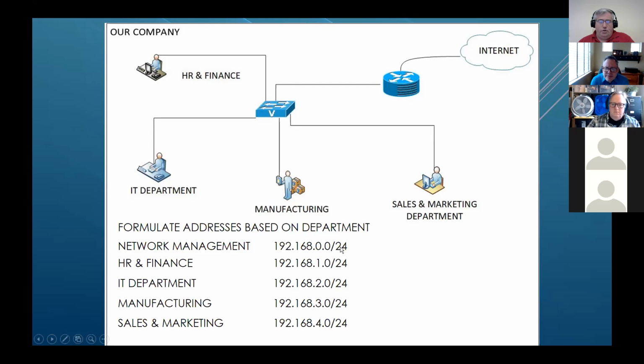That would give you 255 addresses for each of these areas, and then you could use the router to route between all of them, as well as the internet, and then also provide security at the layer 3 level.